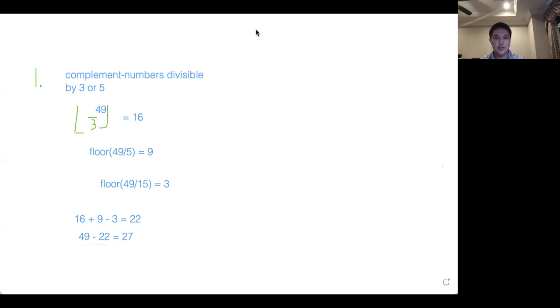I almost tripped up there by saying that 22 is the final answer. But no, we must account for the fact that we counted the complement. So be careful. Anyways, the answer is not 22, it's 27. Sorry, I've circled it in green. On to the next problem.